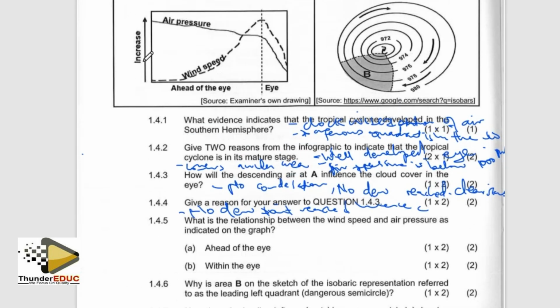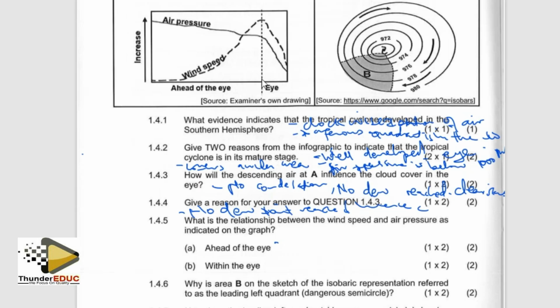1.4.5, they say, what is the relationship between the wind speed and the air pressure as indicated in the graph? We go to the graph. Here it shows what happens as the height changes. The pressure is high away from the eye, but the wind speed is low. That means when you reach here, the wind speed has been high, but it starts decreasing in the eye. And then also the pressure starts to drop.